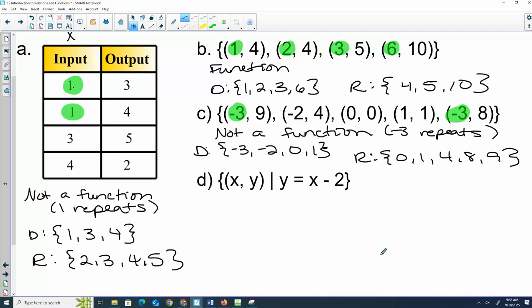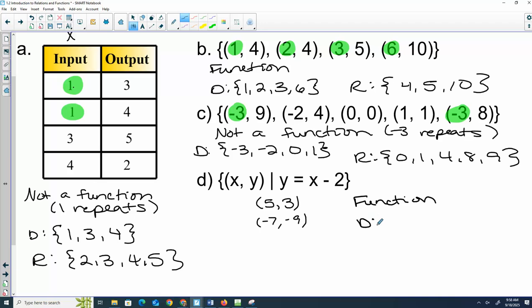D is written a little bit differently. It says the set of ordered pairs x, y, such that y is equal to x plus 2. So it's saying we have ordered pairs. X could be whatever. To get y, you do x plus 2. So if I put in a 5, I would get out 3. If I put in like negative 7, you would get out negative 9. And you could list an infinite number of pairs, right? So, is it a function? Would I ever pick an x value that would give me 2 different answers? No. So this one is a function.